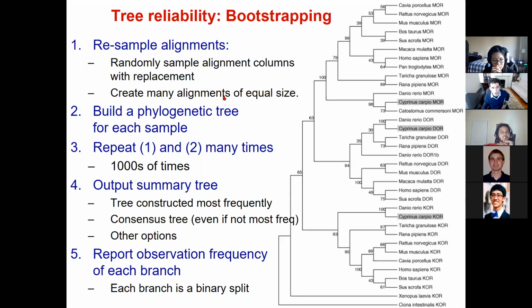And then the key part of bootstraps is I report the observation frequency of each branch. So every branch is a binary split between this and all of the other ones. And that branch can tell you, well, this branch was recovered 100% of the time, so I'm really confident about this branch. But this branch here was only recovered 49% of the time, so I'm not going to put too much emphasis on this one. It's probably going to be incorrect. So that's where this bootstrapping comes in. So you can say, well, with 1,000 samples, this tree was always keeping those this way, but only 30% of the time keeping those that way.